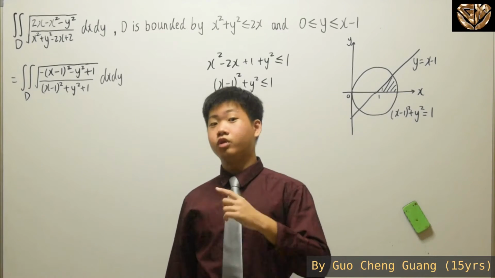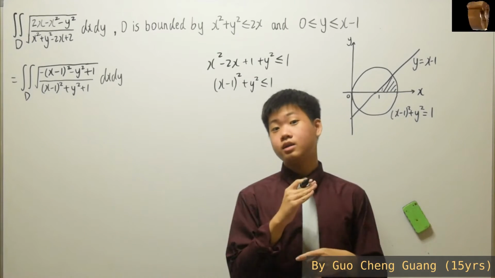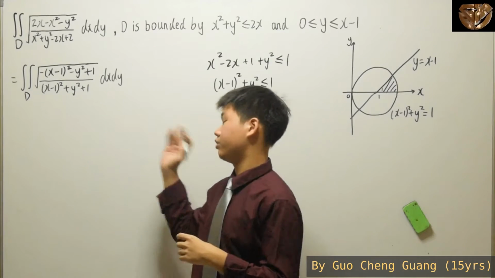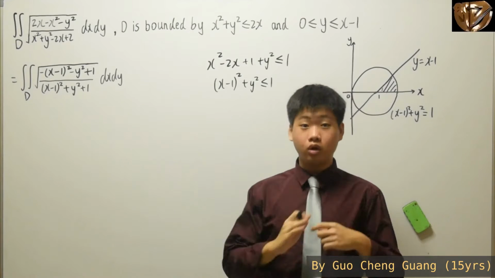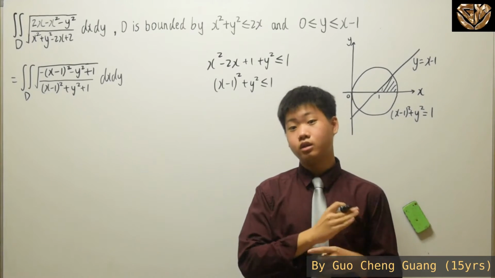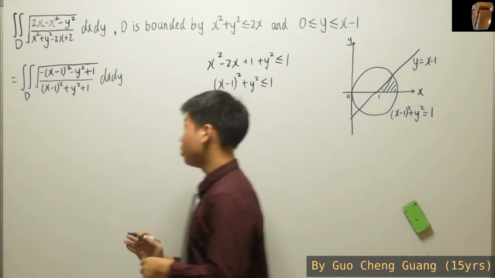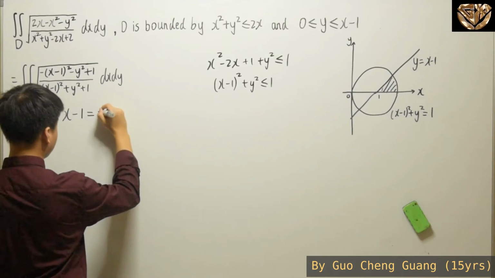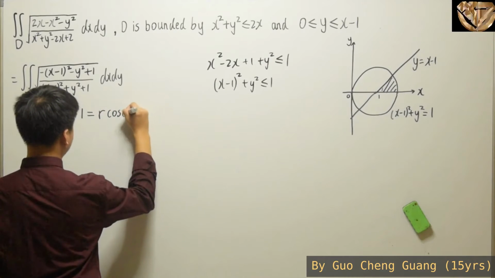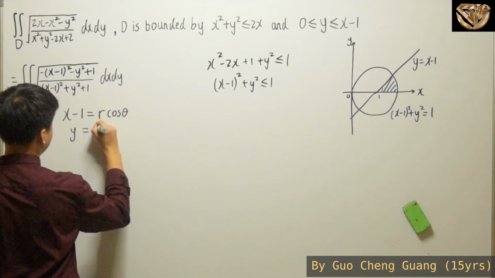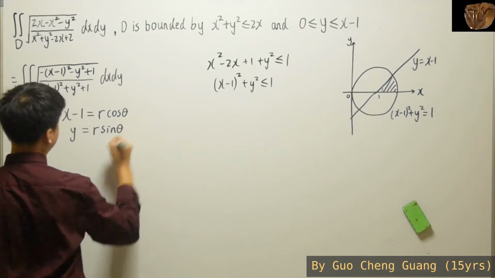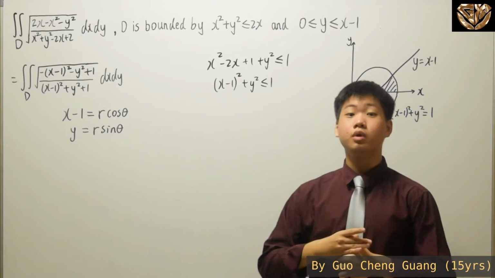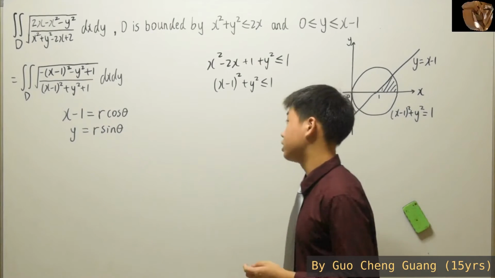Now, if you can quickly recall from just now, I did say this is not really your conventional kind of polar coordinates. And what I mean by that is, in this case, we will actually be using x minus 1 is equal to r cosine theta, and y is equal to r sine theta. Alright, so this will be the kind of polar coordinates we will be taking a look at for this lesson.